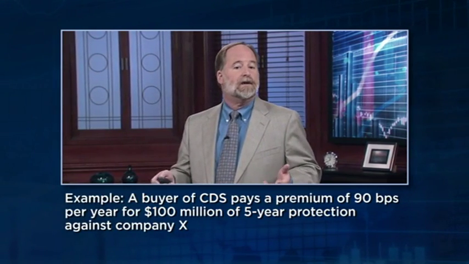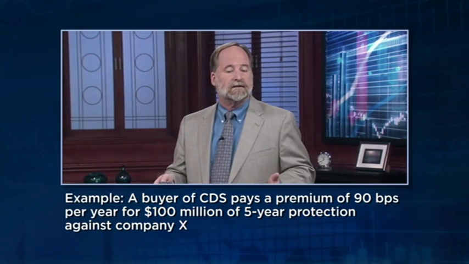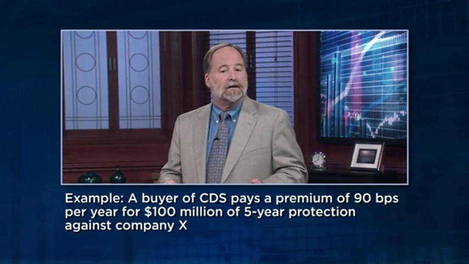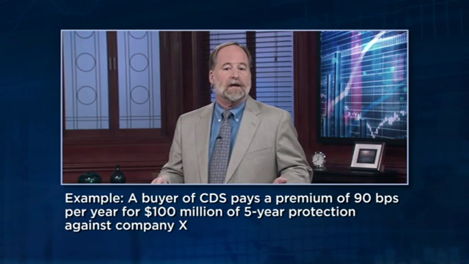So how does a credit default swap work? The buyer of the instrument acquires protection from the seller against a default by a particular company or a particular bond. We'll call that the reference entity. So for example, a buyer of CDS is going to pay a premium given the amount of the value of the bond. That premium is typically a number of basis points. So for example, you might pay 90 basis points for 100 million for 5-year protection against a default on a bond issued by, say, Company X.